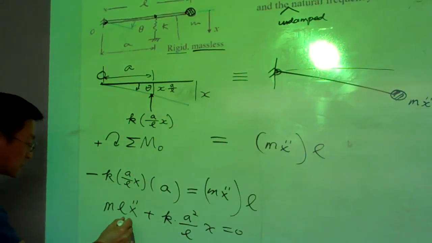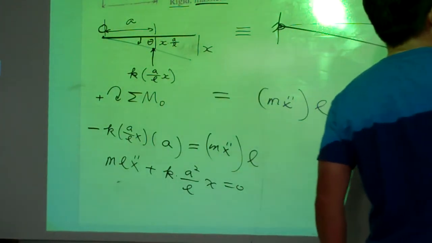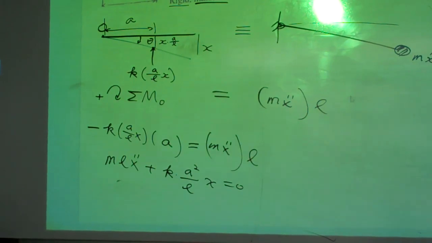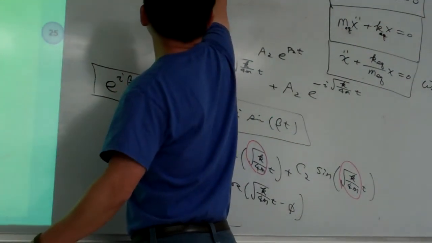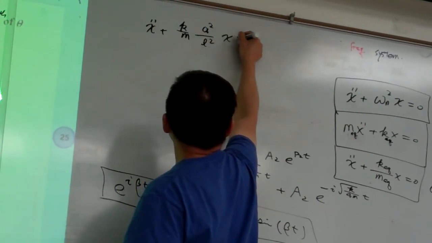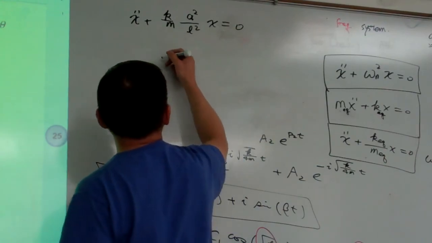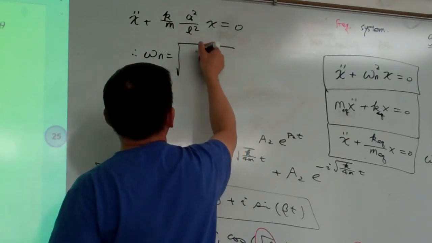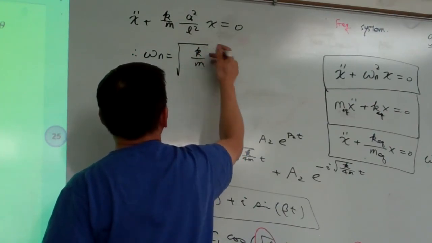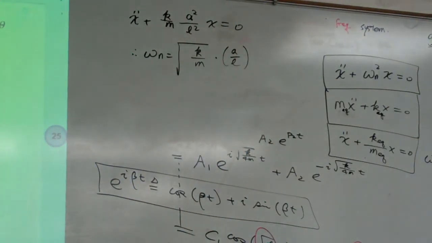So that means here we rearrange, and x double dot, let me rewrite here, x double dot plus k over m times a squared over L squared x equal to 0. Right? Okay, so for this case, you can see omega n squared equals this term. So omega n will be equal to the square root of k over m multiplied with a over L, for this particular example here.